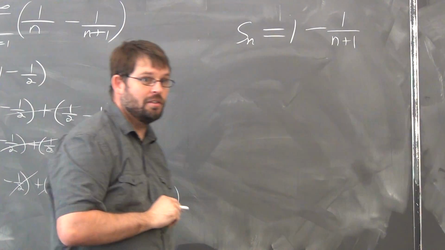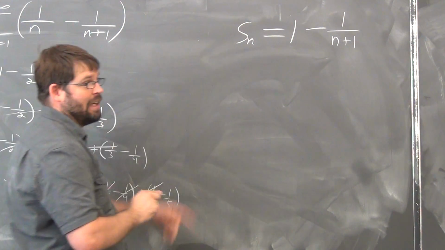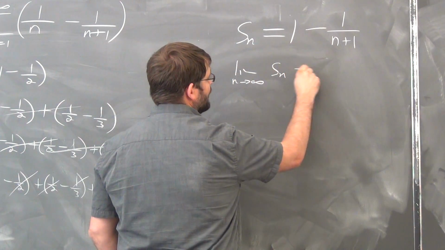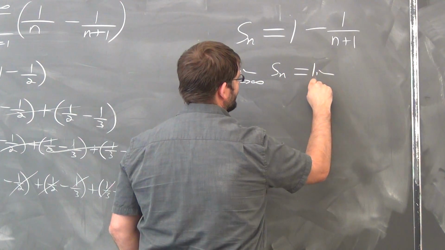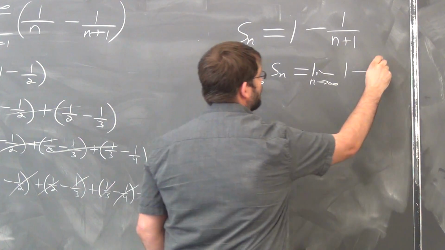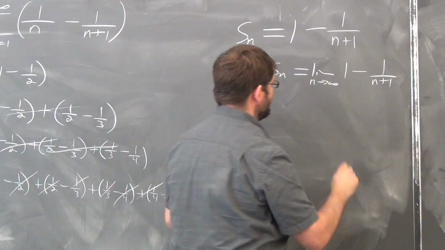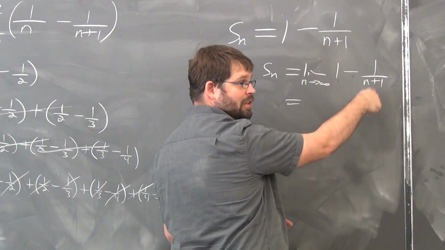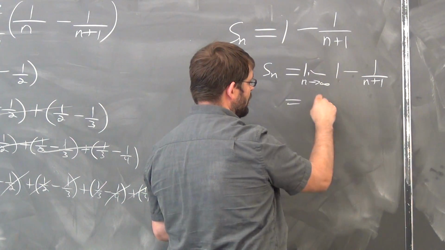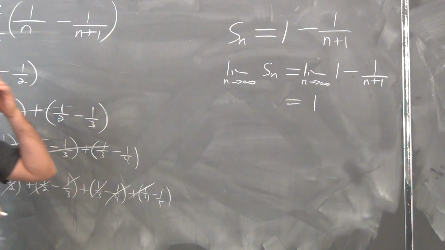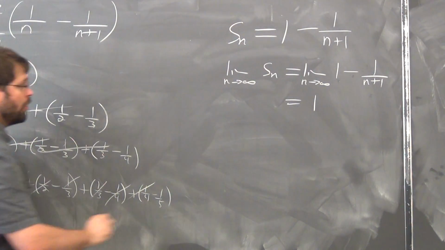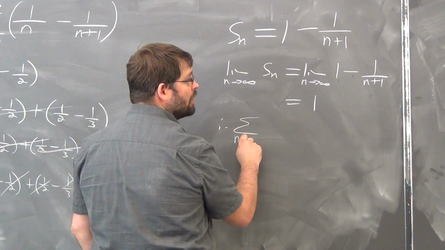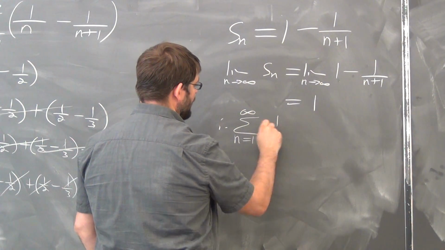Does that make sense? And now, what does that go to? So what's the limit as n goes to infinity of that S sub n? And again, just think it, right? It's 1 and then minus 1 over something getting big. So that goes to 0. The whole thing just goes to 1. Does that make sense? And so therefore, your sum from 1 to infinity of this is 1.